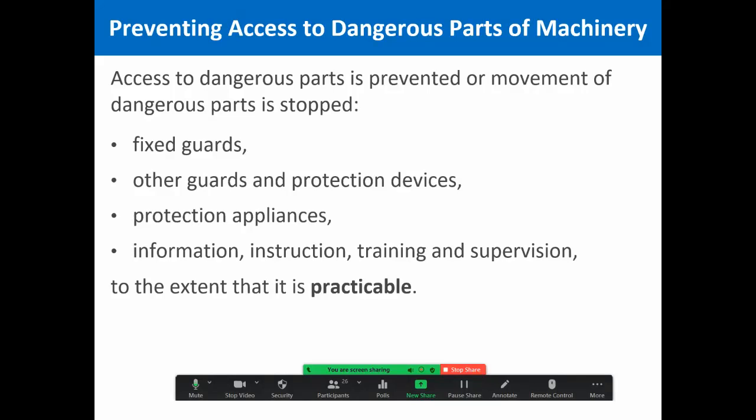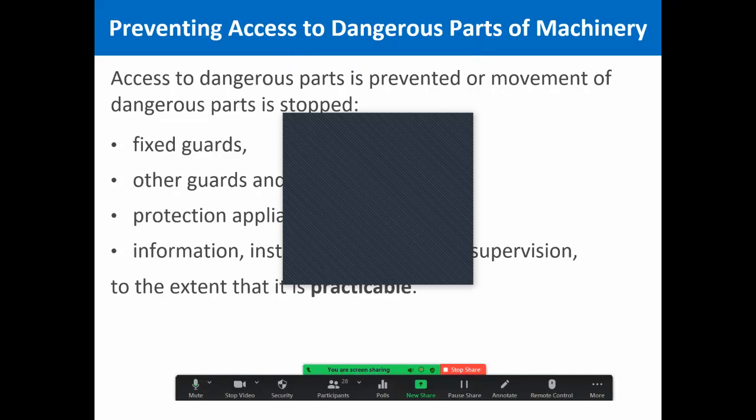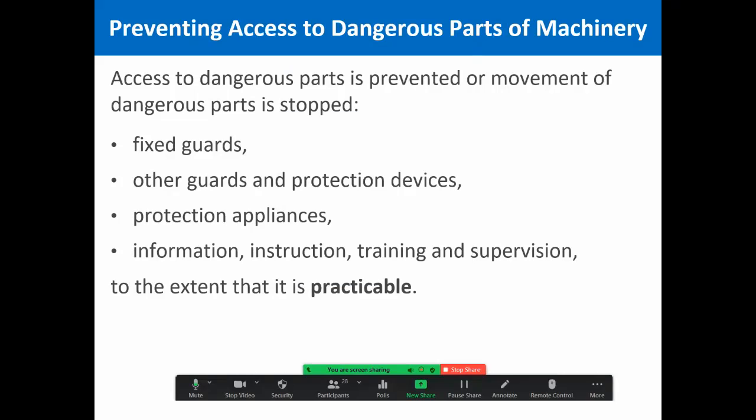Then there are other parts which are the moving parts of the machinery. Moving parts of machinery can easily entrap your clothes, your hair, your jewelry. It can become entangled, and it can pull you in and cause serious injury as well. So those dangerous parts of machinery must be protected. Access must be prevented to those dangerous parts, such as hot surfaces or very cold surfaces or moving parts. There are certain measures that you can take to prevent access.